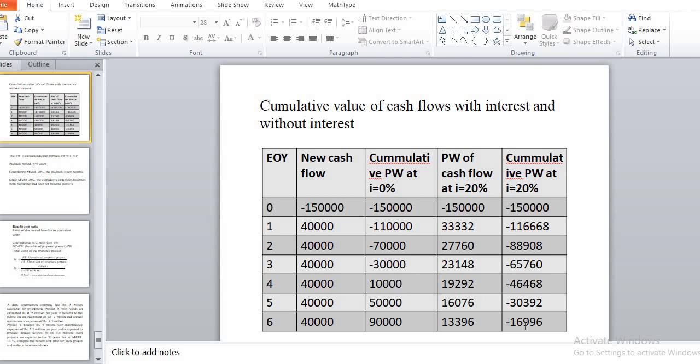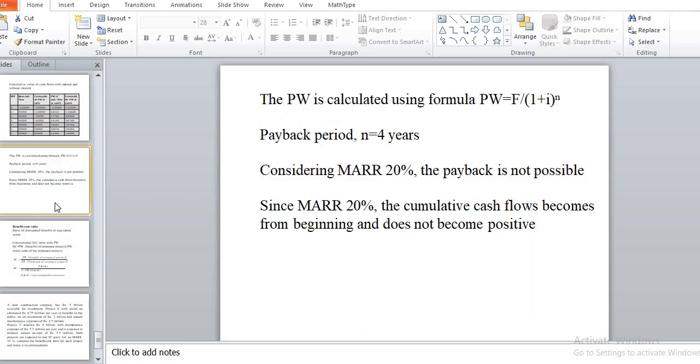If you consider this, when I is equal to 0, we get the payback period at the fourth year. The negative term changes at the end of the fourth year, to 10,000 without interest. So the payback period is considered as n equal to 4 years.